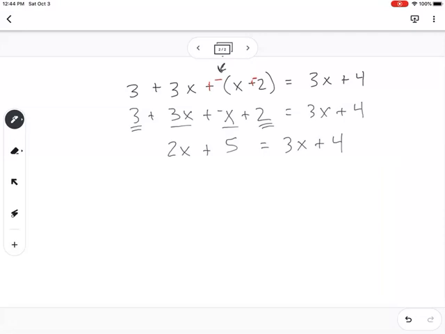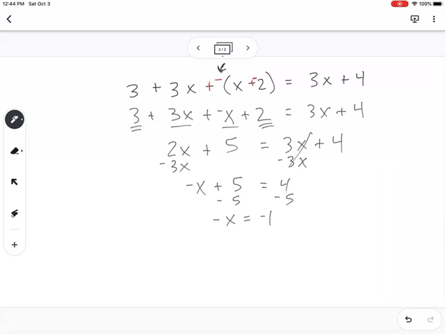Step 2, we have variables on both sides, so we need to get rid of the variable on one side of the equation. I'm just going to subtract 3x to make this one go away, and I have to do that here too. It does cancel, which is what I wanted. 2x minus 3x is negative x plus 5 equals 4. Now we have to get rid of the 5 by doing the opposite, which is subtract 5. Now we have negative x equals negative 1.